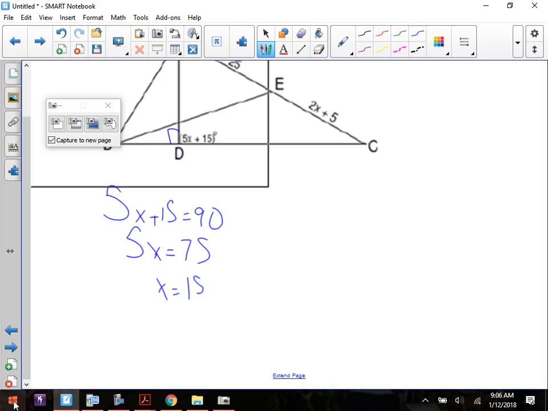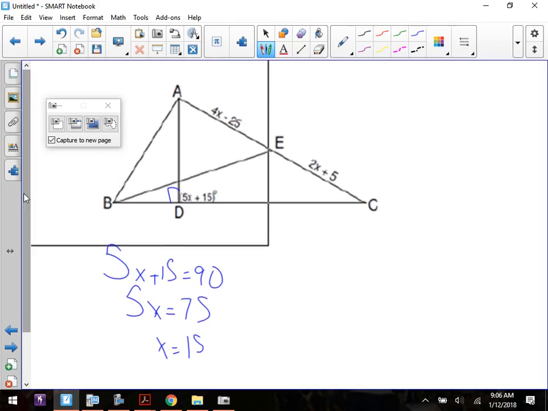Same thing with the next one. If I'm trying to solve for x with the other parts, I don't know what in the world a median is, but if I look at those two segments, they look like they should be the same. So you set them equal to each other. Subtract 2x, add 25, and lo and behold, it appears as though we mathed correctly because we got 15 for both of them.